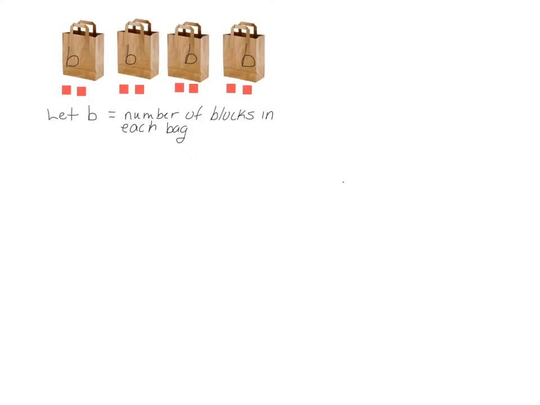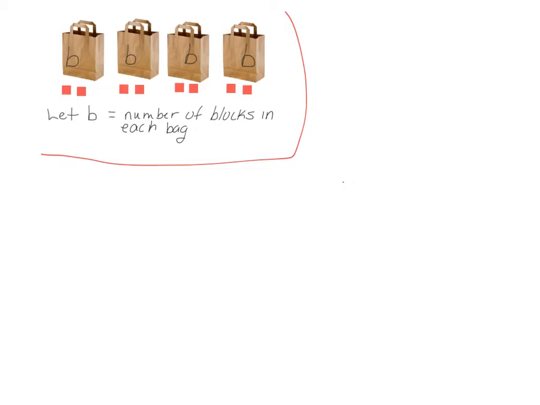Okay, so I've shrunk that image down so we don't forget what it looks like, but let's continue. So you're just going to continue in your notebook as I talk and I write. Now we know that we have this diagram right here. We have 4 bags. There are B blocks in each bag, and then in front of each bag we have those 2 extra blocks. So we wrote a let statement that said let B equal the number of blocks in each bag. Now, how would we find the total number of blocks in all?